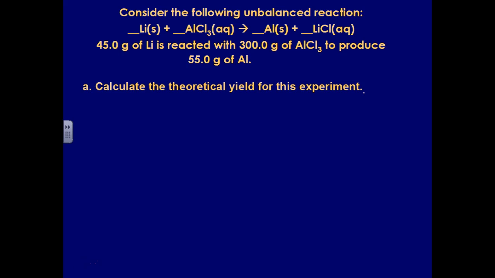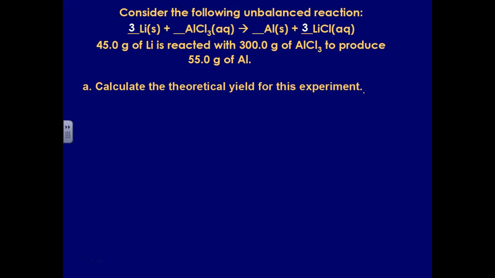I have one lithium on both sides to begin with, so that's good. I have one aluminum on both sides, so that's good. But I only have 3 chlorines on the reactant side while I have 1 on the products. So that means I need 3 lithium chlorides. As a result, I now need 3 lithiums on the reactant side. So this should be balanced now.